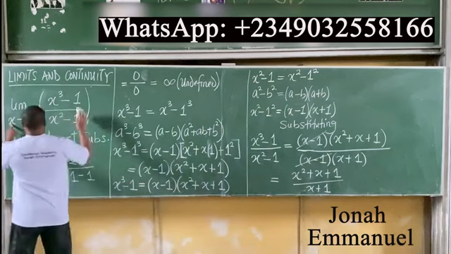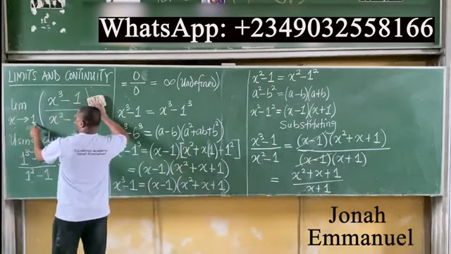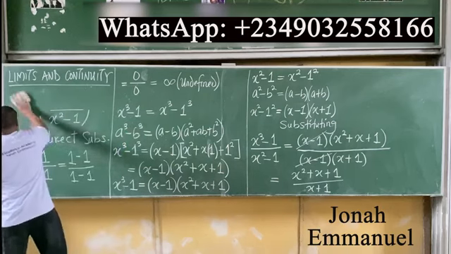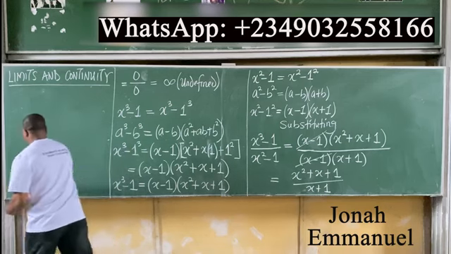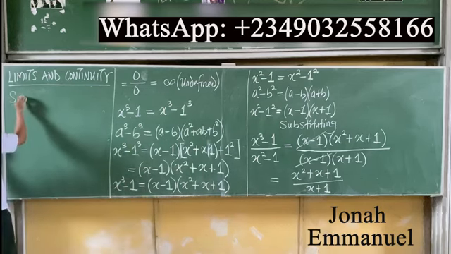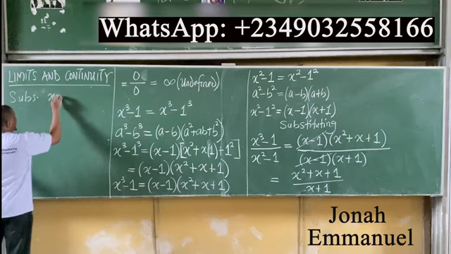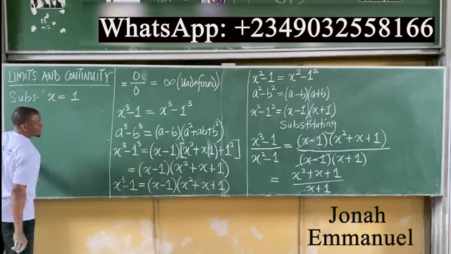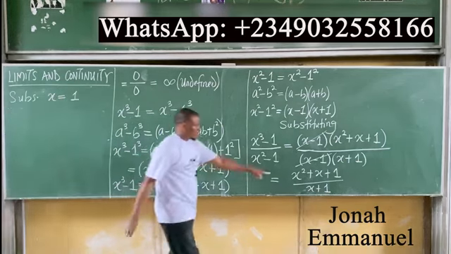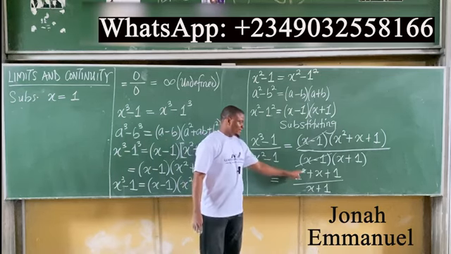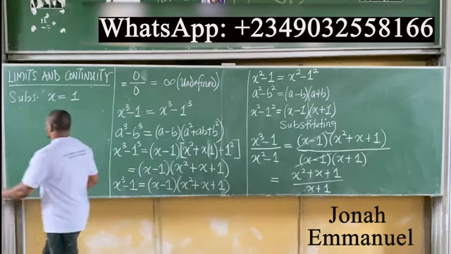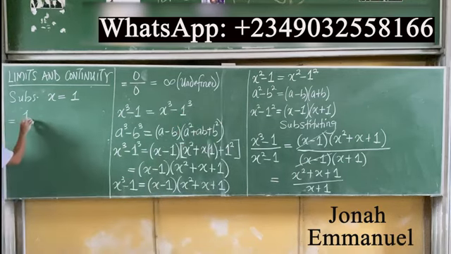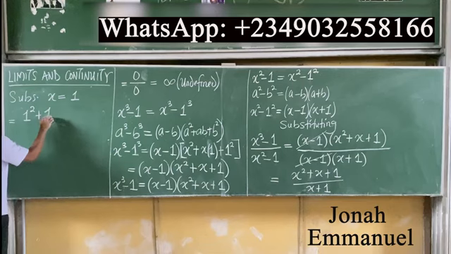At this point, you now substitute. Please, as x approaches what there? 1. So put x as 1. At this point, you now say substitute x as equal to 1. Put x as 1 here. What do you have here? 1 squared plus 1 plus 1. That becomes x squared, that's 1 squared, plus x, 1, plus an actual 1 there.